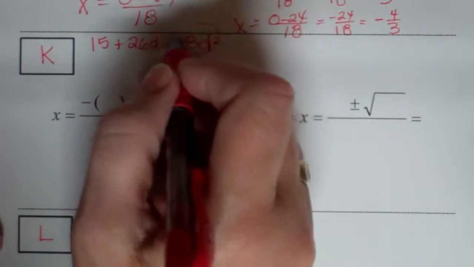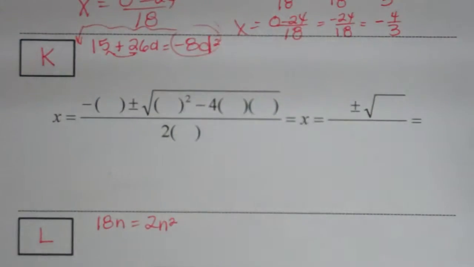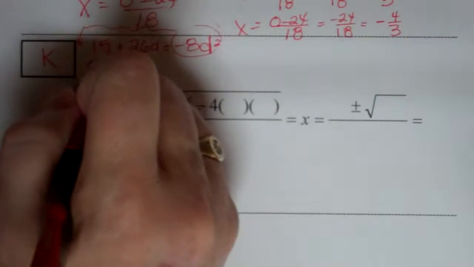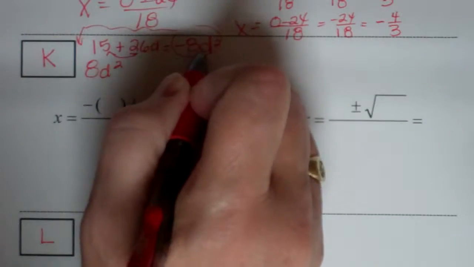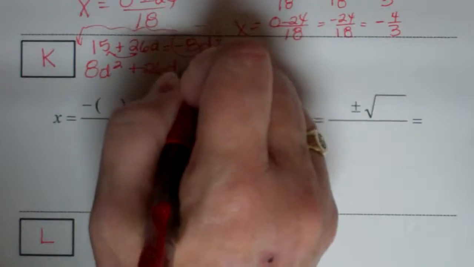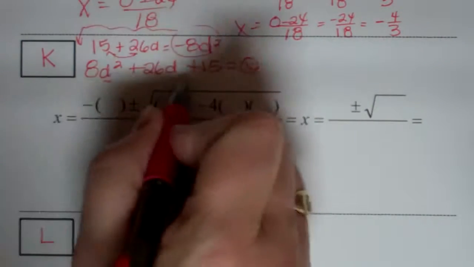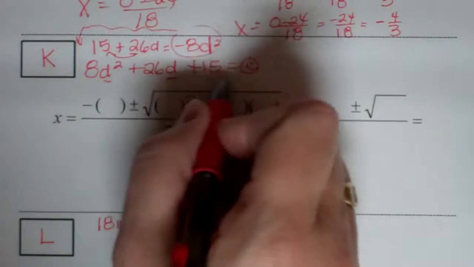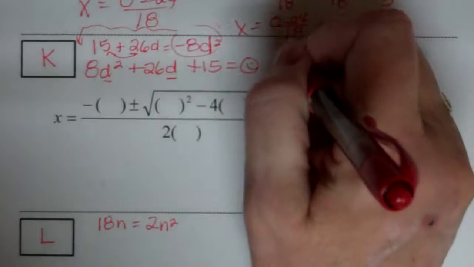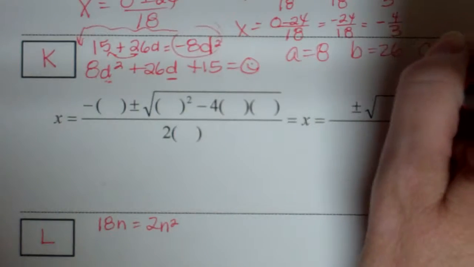Alright, this is going to come all the way to the front, and these two need to switch places, because they are mixed up. Okay, let's get everybody where they're supposed to be. 8d squared was negative over here, he needs to be positive over here. I need that 26d to be next, and I need that 15 to be last. Equals 0. Square term, one letter, no exponent, no letter, no exponent. There. A, B, C. Everybody's in order. So A is equal to 8, B is equal to 26, C is equal to 15.